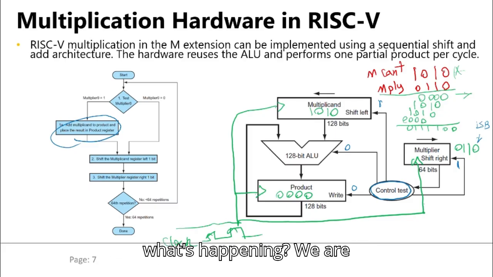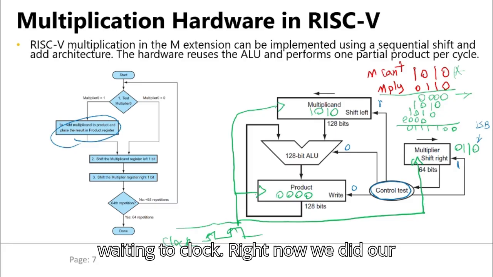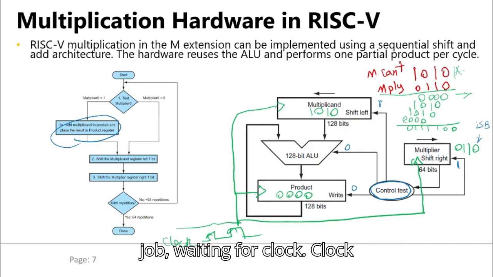Okay, so what's happening? We are waiting for the clock. Right now, we did our job, waiting for the clock. The clock comes. When the clock comes, the action starts. So this becomes this, okay? Shift right, okay? This goes shift left, 1 0 coming here, okay?